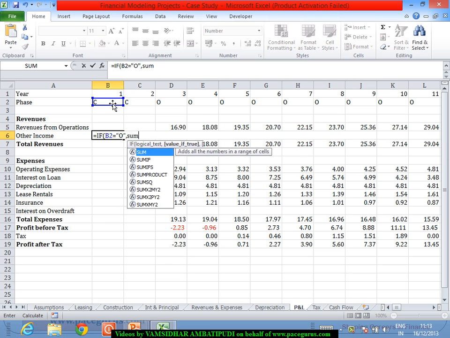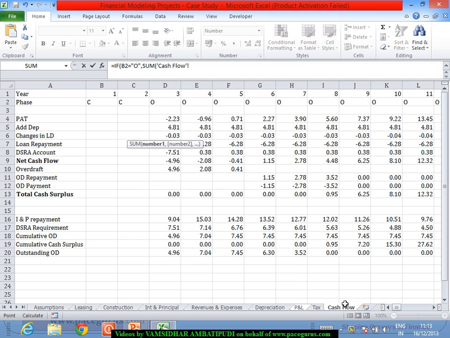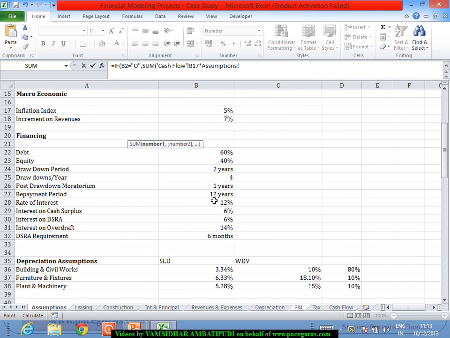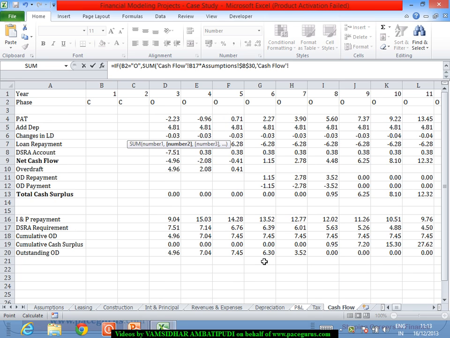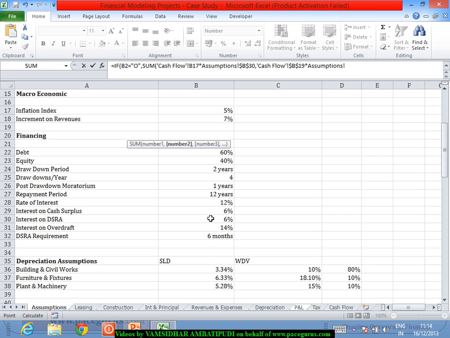the summation of the DSRA requirement amount multiplied by the interest on the DSRA. This is one thing, and at the same time I am considering the cumulative cash surplus multiplied by the cash surplus amount. So when I am taking this, let's see what happens.